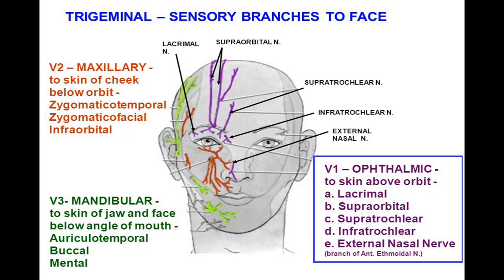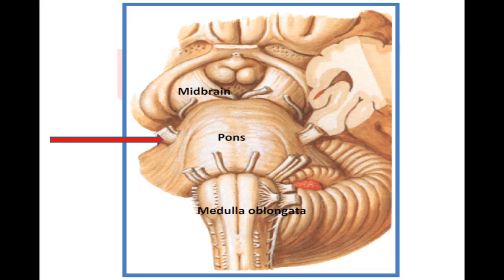So now let's look into, as I said, the attachment of the trigeminal nerve to the brainstem. So where exactly is it attached to which part of your brainstem? It is attached to the ventrolateral aspect of the pons. In this picture you can see the brainstem having midbrain, pons and medulla. So this is the pons, and this is the fifth cranial nerve, that is the trigeminal nerve.